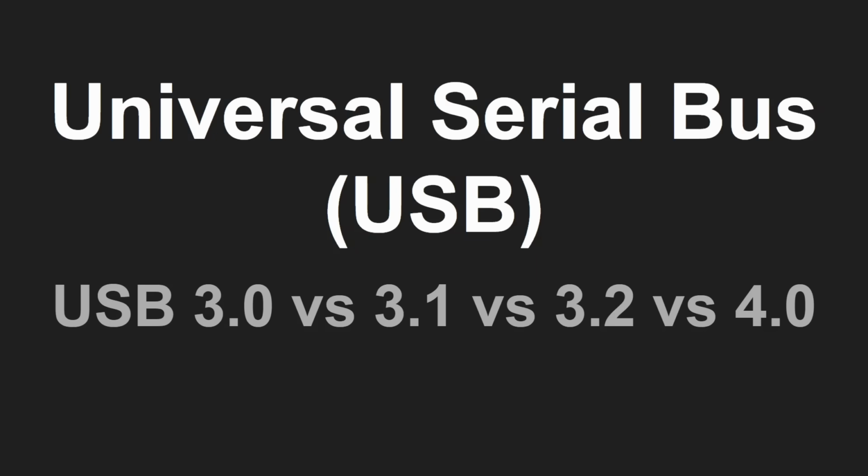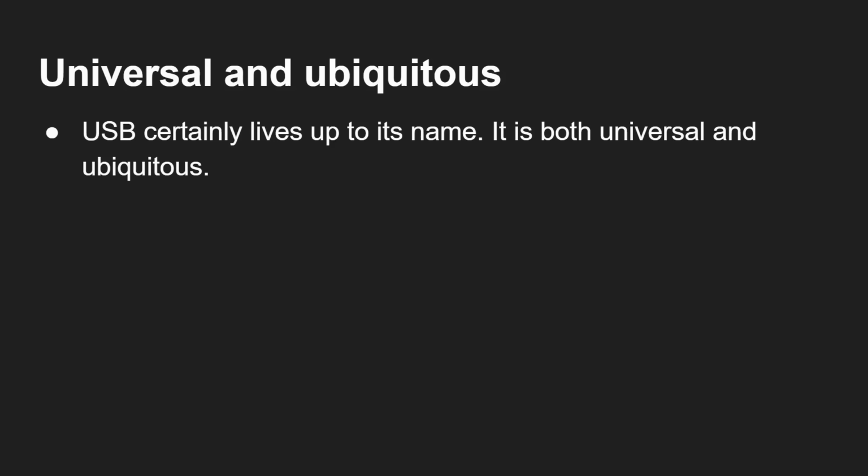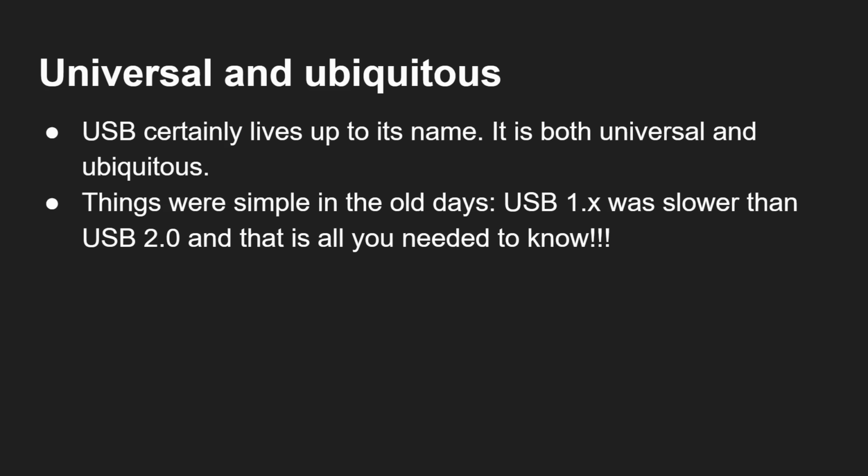So USB, the universal serial bus, and specifically today we're going to be looking at USB 3.0, 3.1, 3.2, and 4.0. Now, USB, universal, it is universal. I mean, you can basically find it everywhere. You can find it on computers, obviously, on televisions, on cameras, on all kinds of things. So it really is used in all kinds of electronic gadgets in our life.